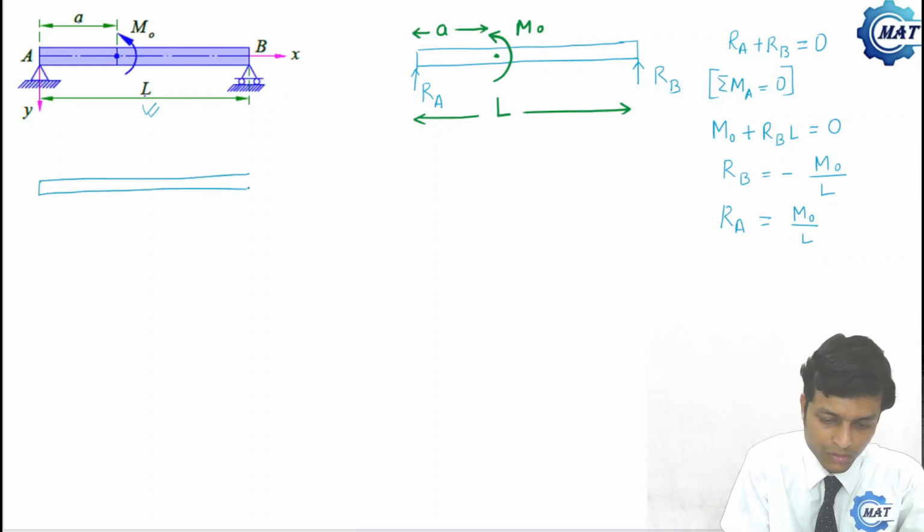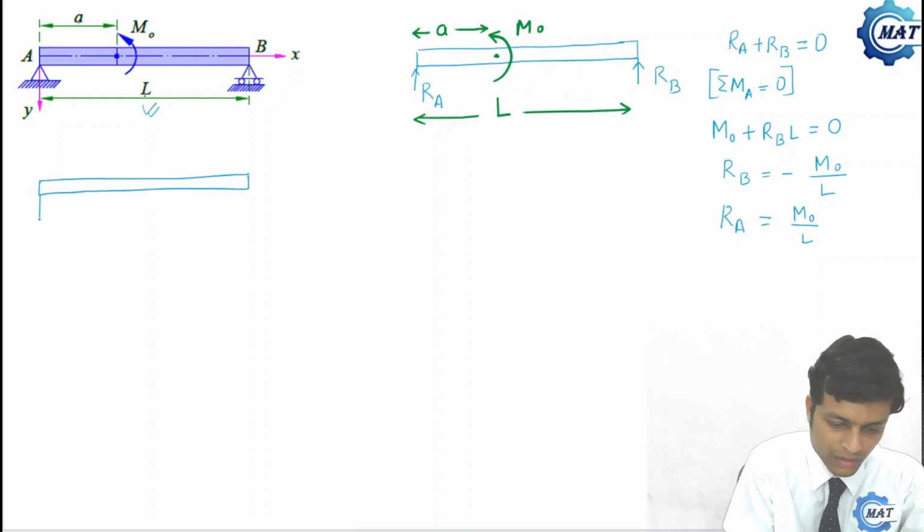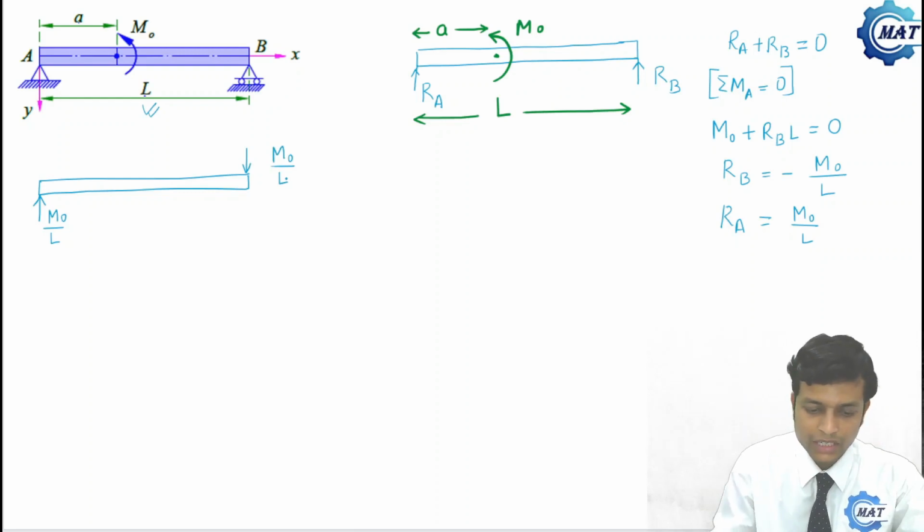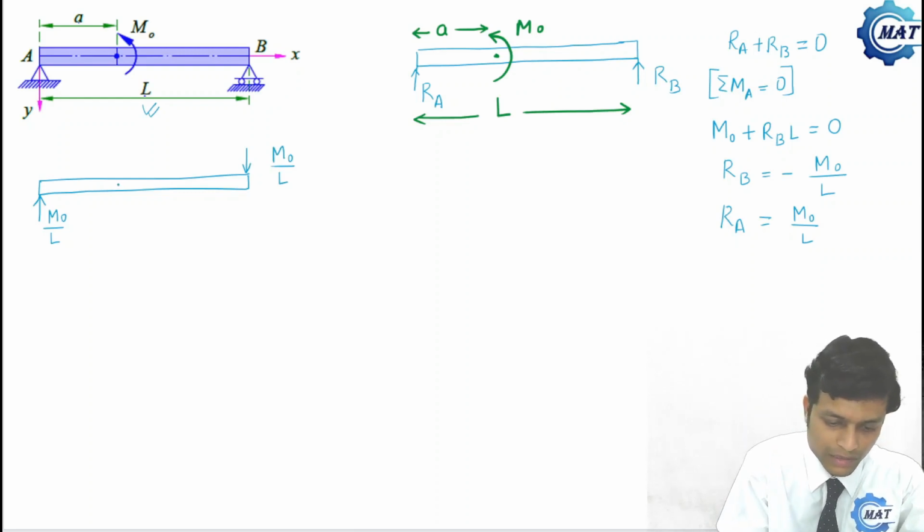So reaction forces are here M0 by L, and at B that is also M0 by L, but direction is opposite because that is in minus sign, and here M0.